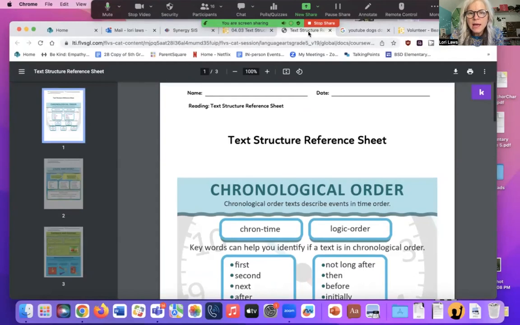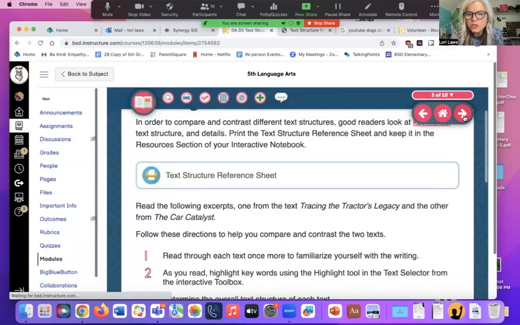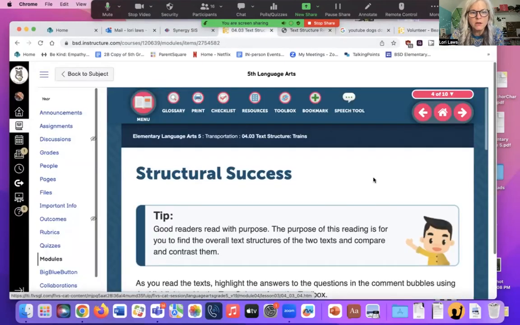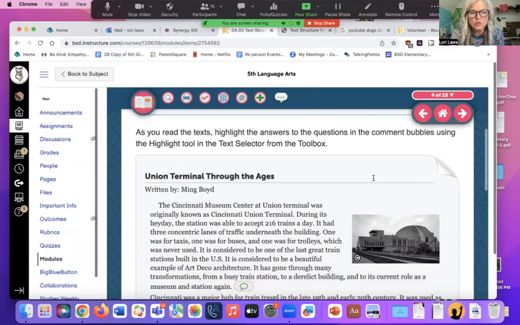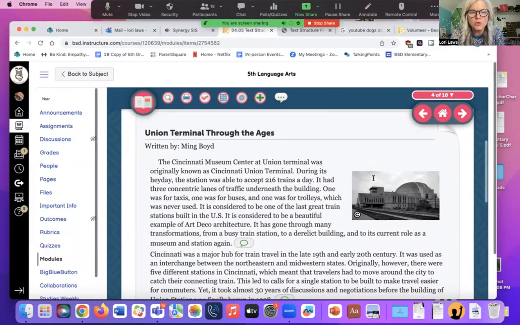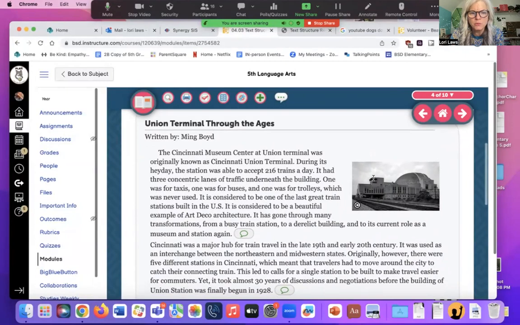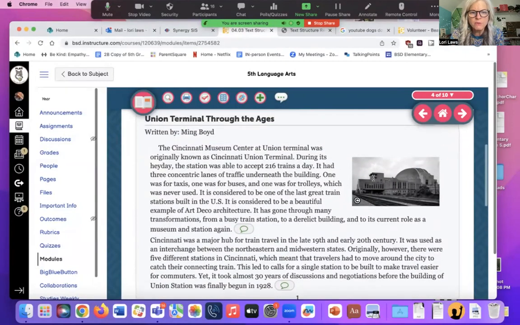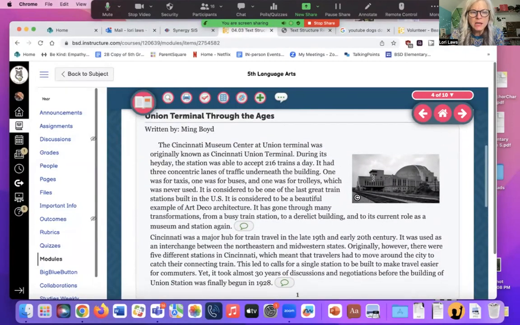So after you look at text structure on page 4, it goes on to more structural success, and it has you read a new story about Union Terminal Through the Ages. It's 4 pages long. I know you guys, and I know that since you don't have to use this book for anything, that you probably aren't going to read it too well. So I'm going to read through this one quickly for you.